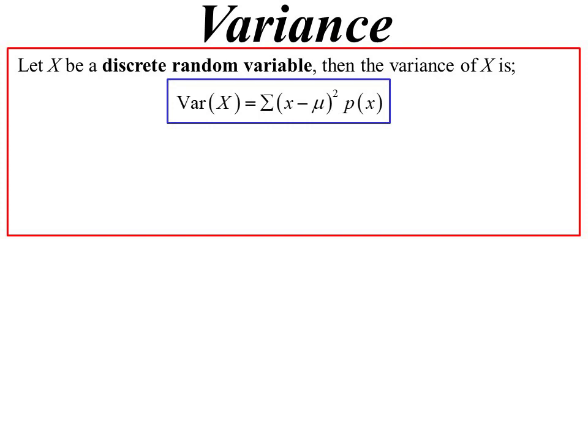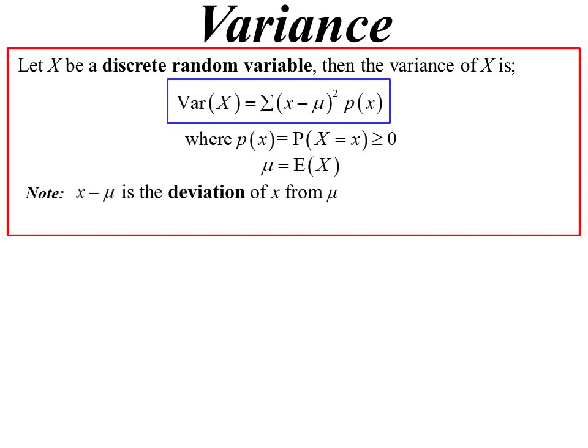I said yesterday there were two important measures we like to look at, and yesterday we saw expected value, or expectation. Today we'll look at the other one, variance. Again, we talk about discrete random variables. The variance of our random variable is found via this formula: the sum of x minus mu squared times the probability of x. Mu, as we saw, has the same value as the expected value of x.